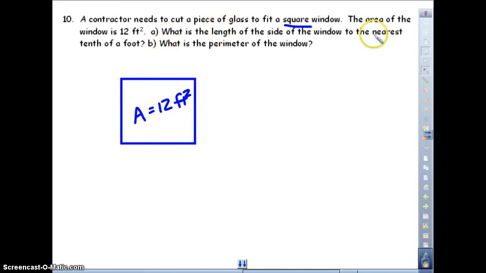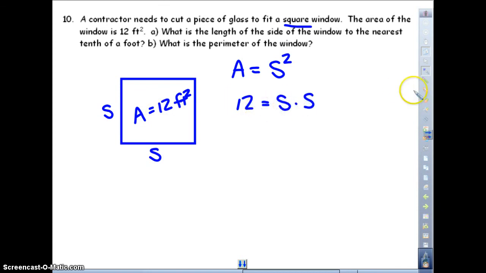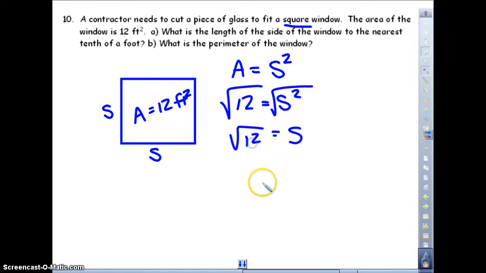First of all, what's the side length of the window to the nearest tenth of a foot? It's a square. They gave me the area, and I know to calculate area I have to take side times side, which is side squared. They gave me the area of 12. I want to know what number multiplied by itself gives me 12. Well, how do you unsquare a number that's been squared? Yeah, you take the square root. So I know S has to be the square root of 12.